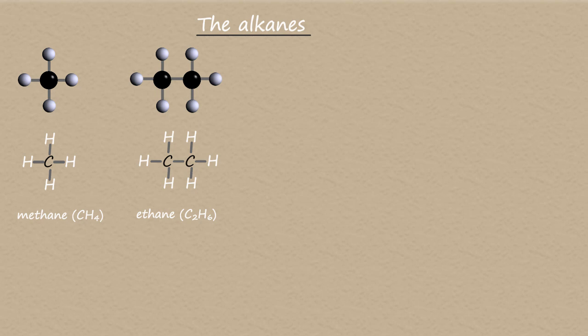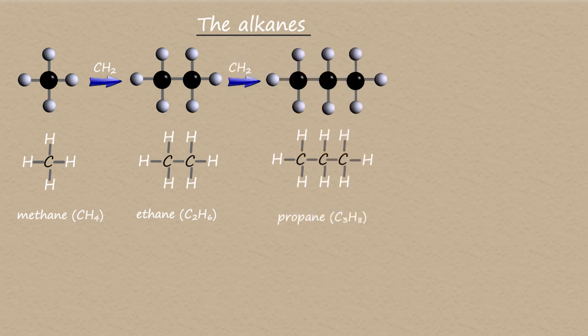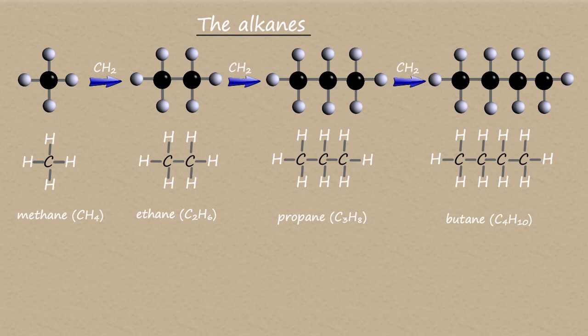Now, you may have noticed that in going from a methane molecule to an ethane molecule, you simply add a CH2 group. So to get the next member of the alkane series, propane, simply add another CH2 group to the ethane molecule as shown on screen. And to get the next member of the series, simply add another CH2 group to get the molecule butane, C4H10.